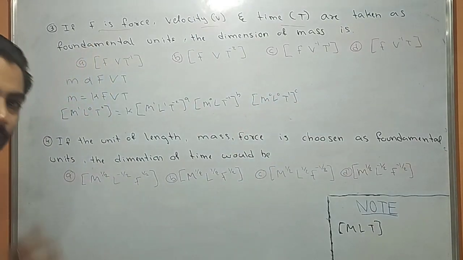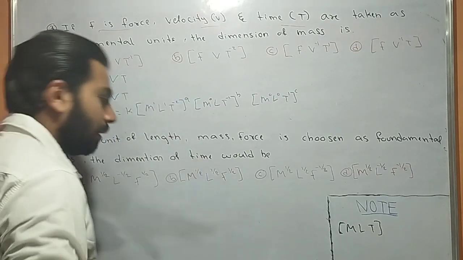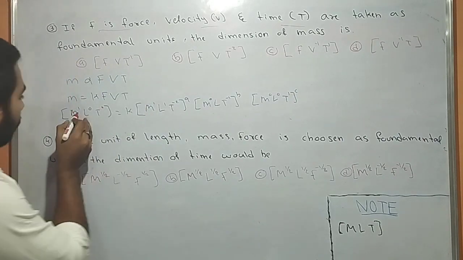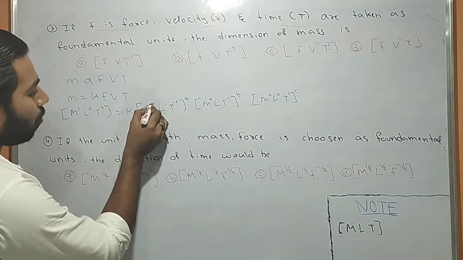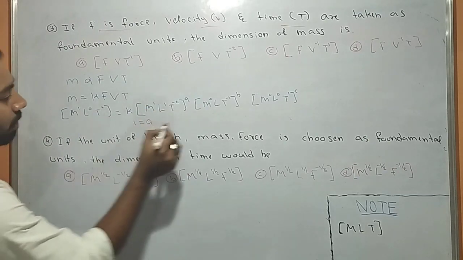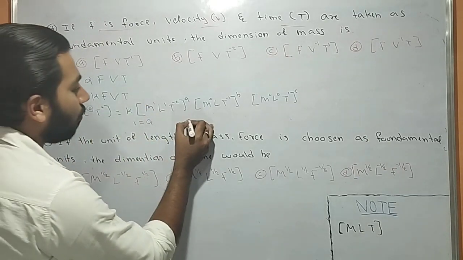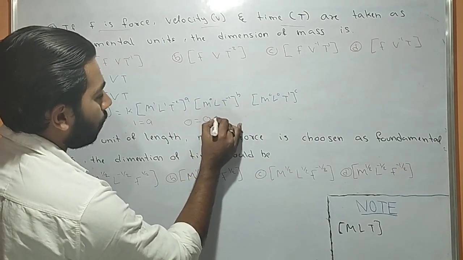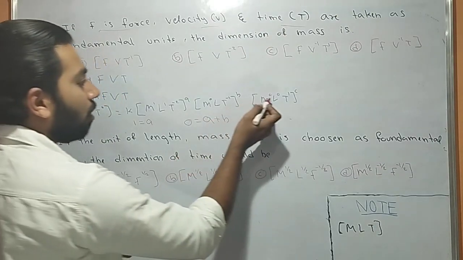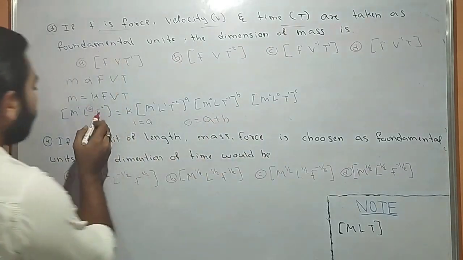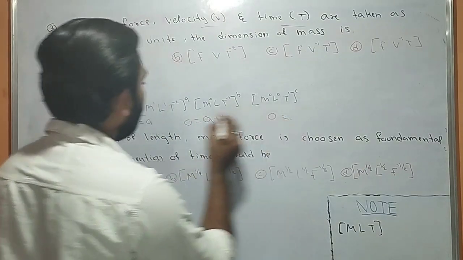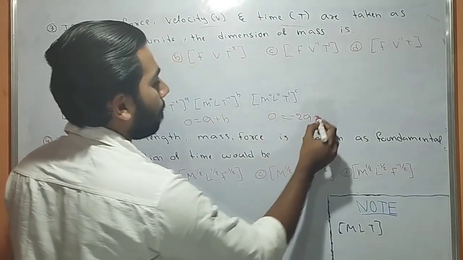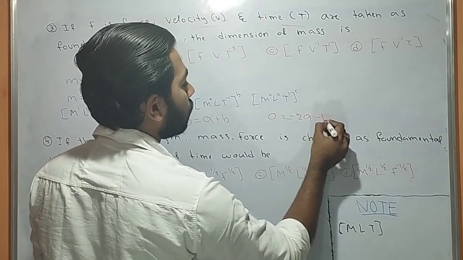Now just compare the powers on the left to the powers on the right. So how can you write after the comparison? You can write simply the power of M: 1 is equal to A. The power of L: 0 is equal to A plus B. And the power of T: 0 is equal to minus 2 into A, plus minus 1 into B, plus C.